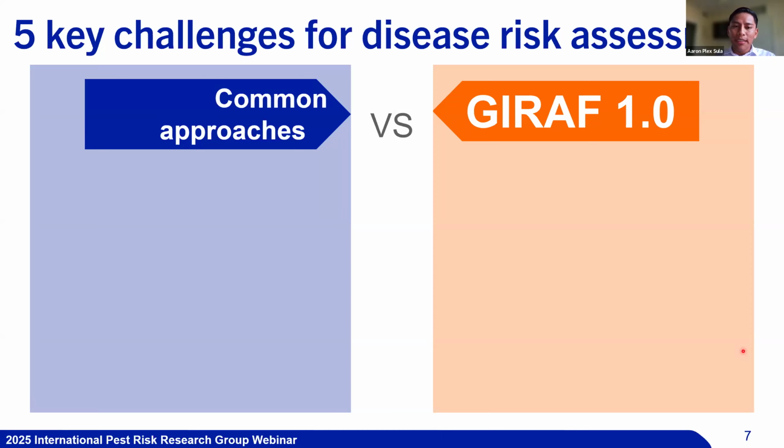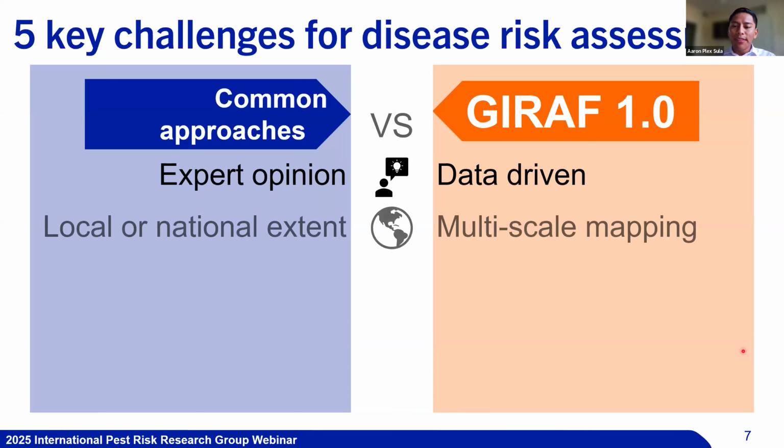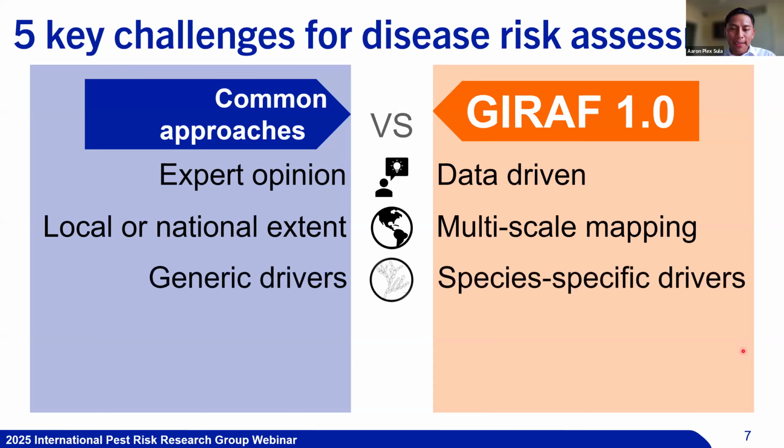The first one is that traditionally risk assessments are based on expert opinion. GIRAF offers a new data-driven approach. Most of these risk assessments that are available focus on a national or local extent, while GIRAF provides a multi-scale mapping approach. There are global assessments. Yes, there are. These global assessments often include only generic drivers, but GIRAF incorporates species-specific information on common drivers of pest spread.